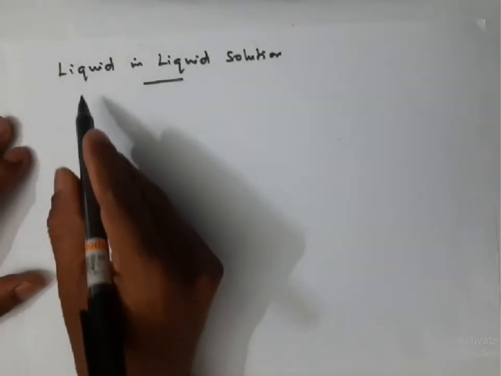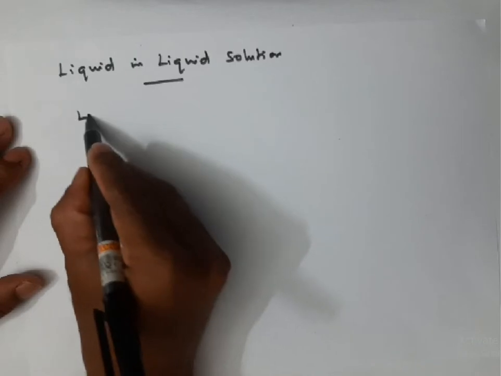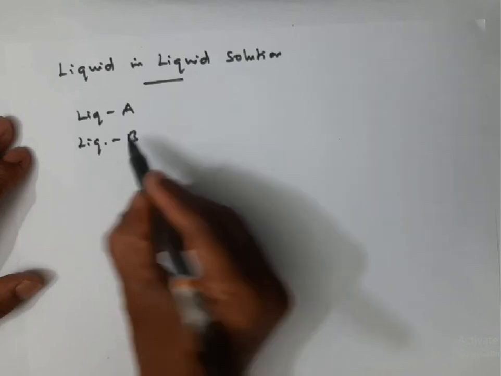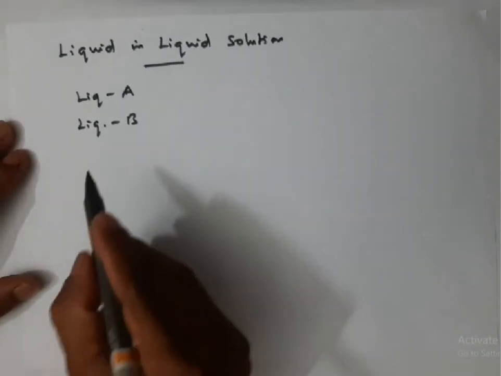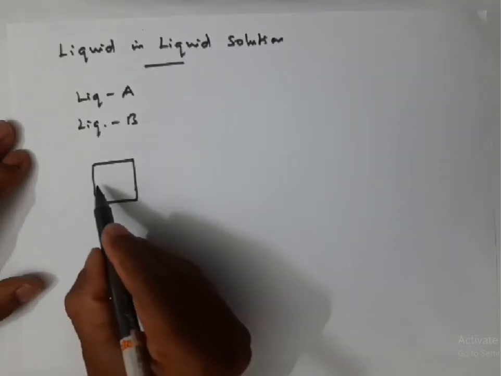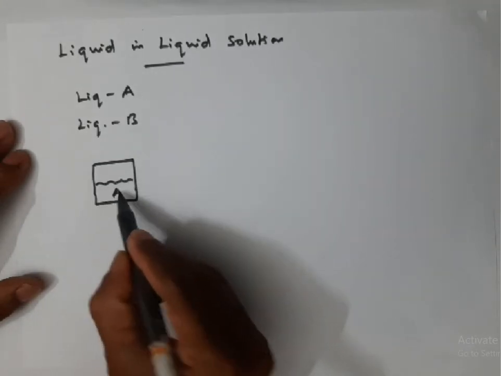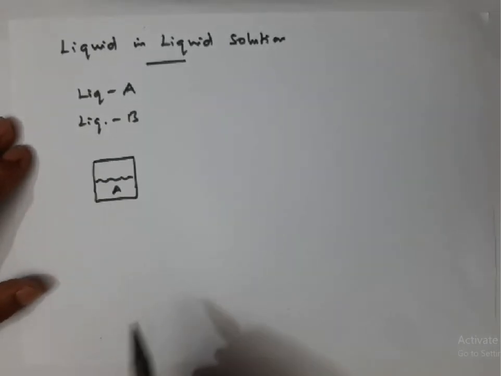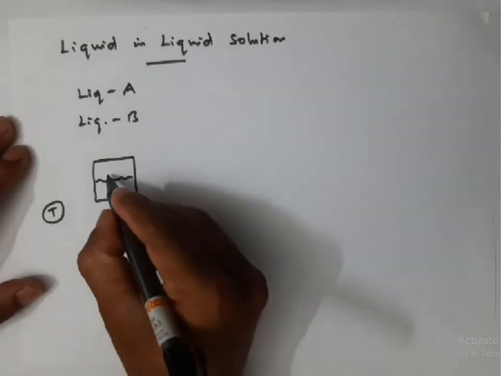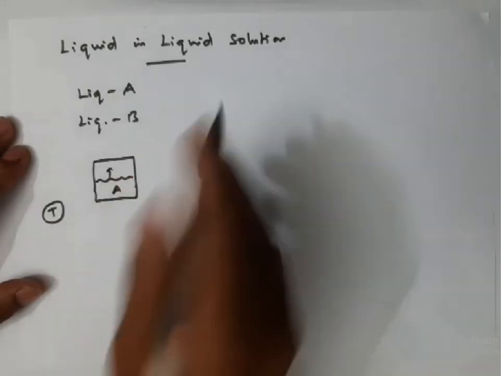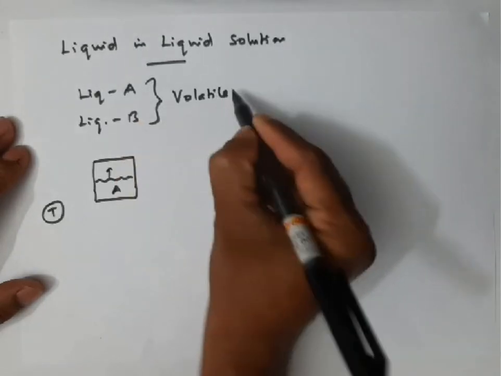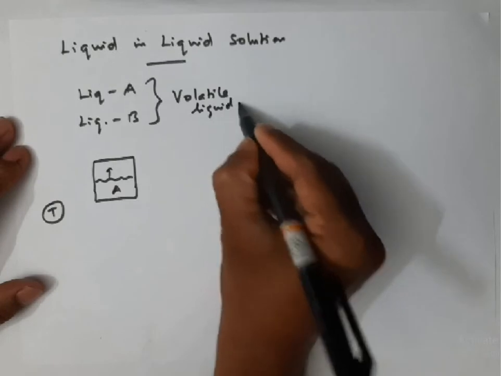So suppose I take two liquids, liquid A and another liquid, say liquid B. First I'll take pure liquid A, and I'll keep it at some temperature T, right? Assume that both are volatile liquids.